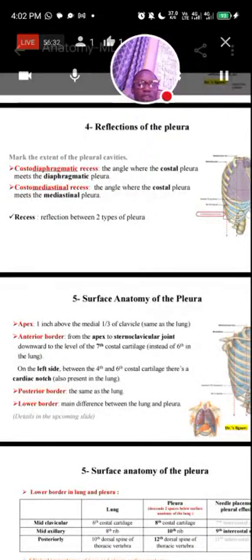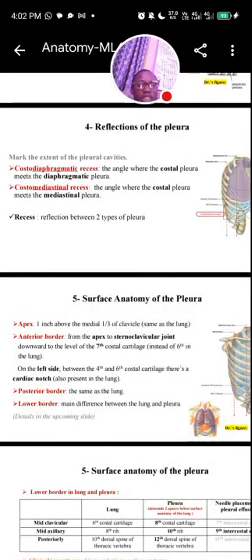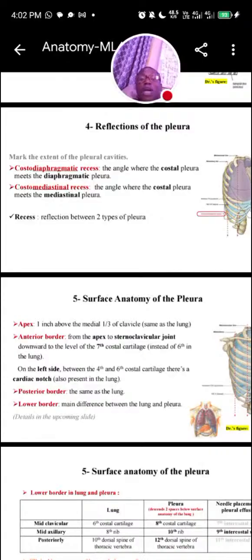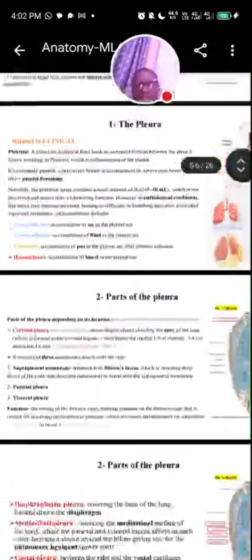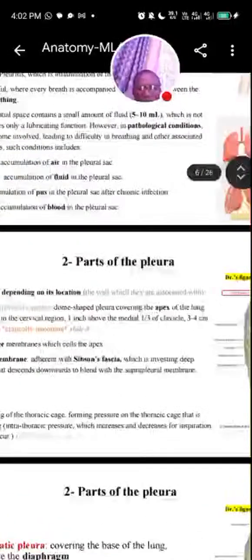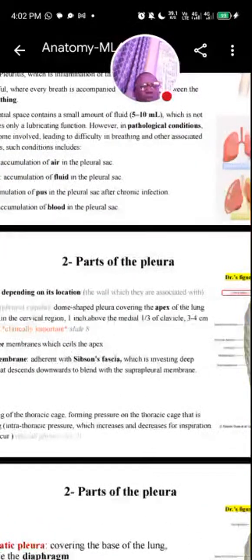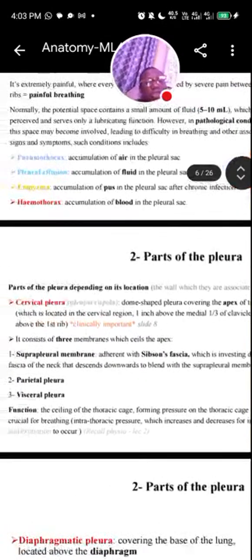So we say the apex of the pleura is 1 inch above the medial 1/3 of the clavicle. We have already said that. And then 3 to 6 inches above the first rib. Very important. Apex, the cervical pleura, is 3 to 6 inches above. You need to check that. We have done that before. Look at it. Is it 3 to 4? Okay, this is 3 to 4, not 3 to 6. So it's 1 inch above the medial 1/3 and 3 to 4 cm above the first rib.